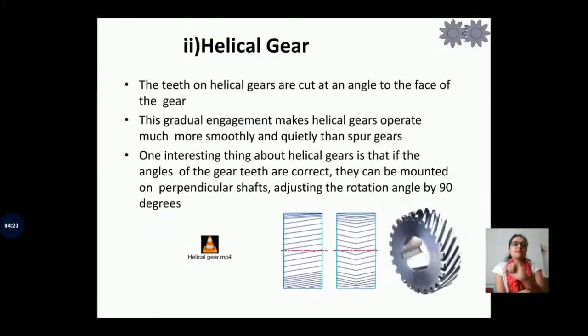Now next is helical gear. Helical gear is also a gear which is used on parallel shafts, meaning when the axes of shafts are parallel to each other we use the helical gear. The only difference between the spur gear and helical gear is that the teeth of the helical gear make some angle with the face of the gear. Here in this figure you can easily see that the teeth of the gear have some angle with the axis of the shaft. That angle is called the helix angle, and the gear is called a helical gear.